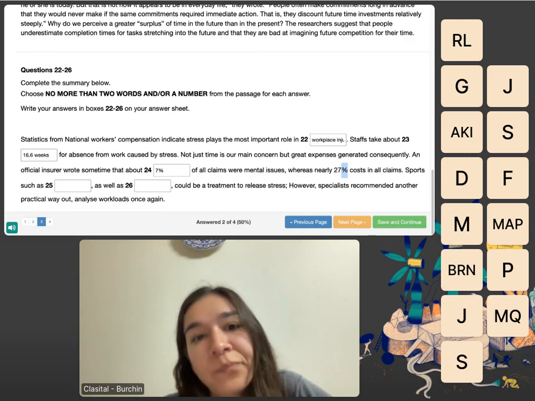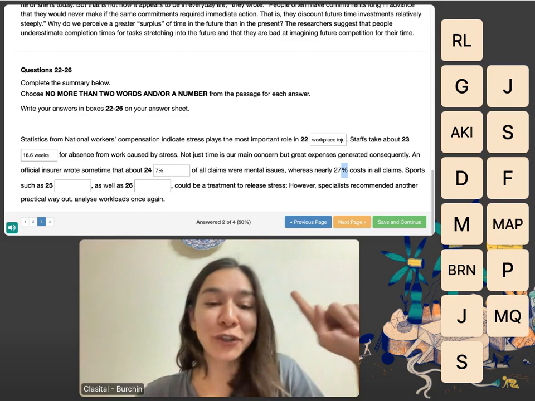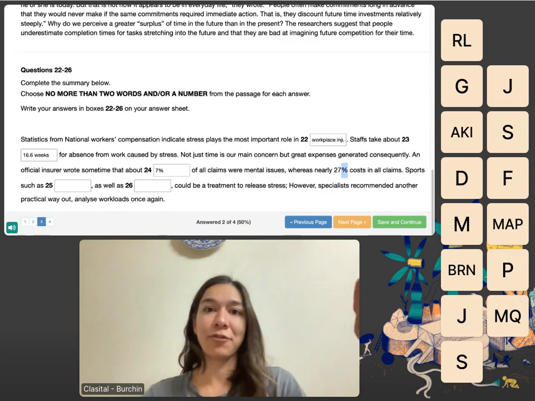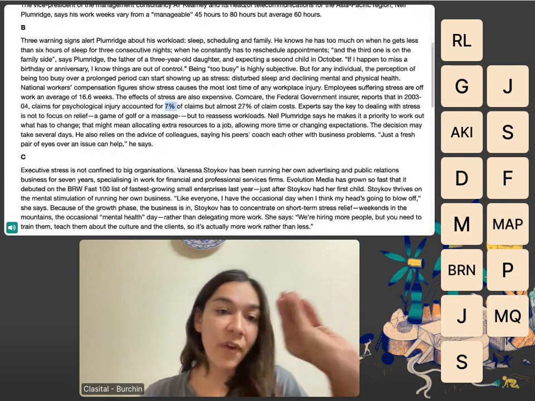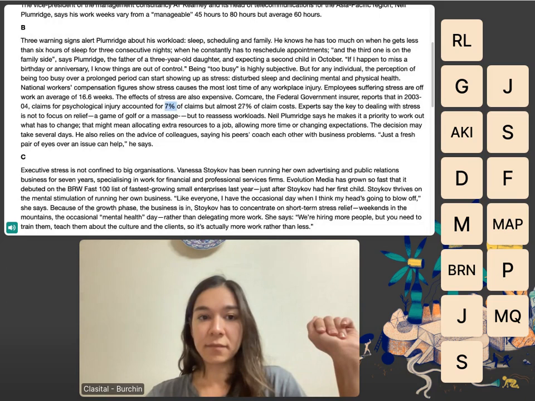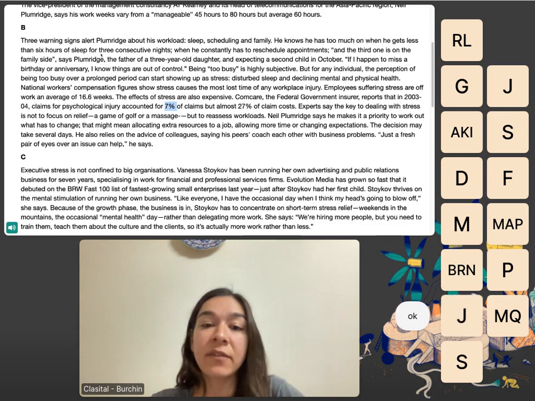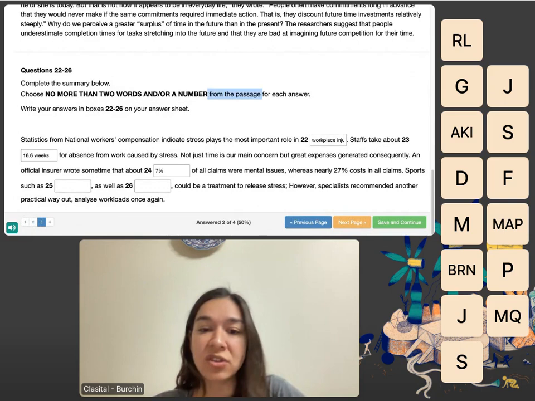Sorry, one thing. You shouldn't change anything from the passage. In here, I see it as 7%, so do not change it. Write exactly what you see. Do not change anything in this. If it does not say otherwise, because it says from the passage, we are not changing it.